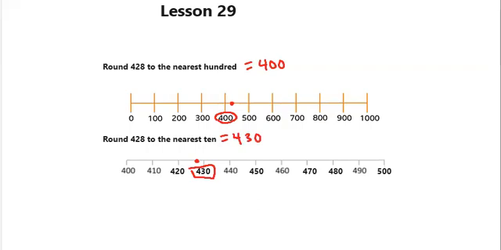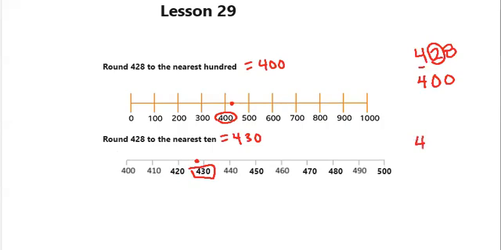How can I do that without a number line? If I'm asked to round 428 to the nearest hundred, I'm going to underline the hundred and then circle the number after that, so the tens place. Is a 2 going to be closer to 0 or closer to 10? 2 is going to be closer to 0. So I would keep the 4, and then anything after it will also be a 0 to hold the place. So it would round to 400.